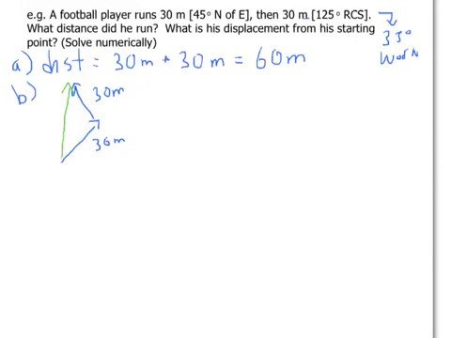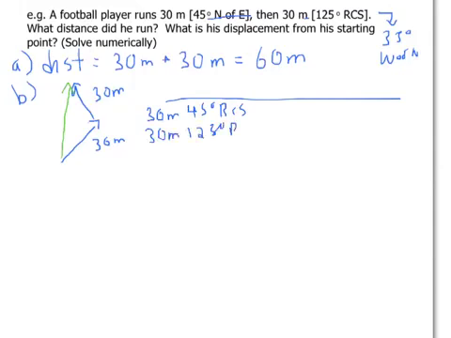Okay, now when we're adding two different vectors together, I like to use a table to keep things organized. So our first vector is 30 meters. Let's convert this to RCS. 45 degrees north of east is really 45 degrees RCS. And our second one, 30 meters at 125 degrees RCS.